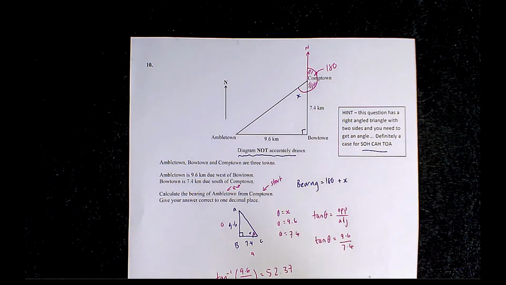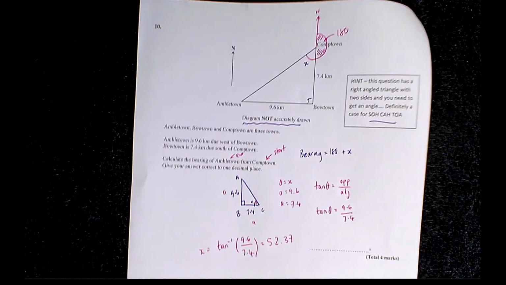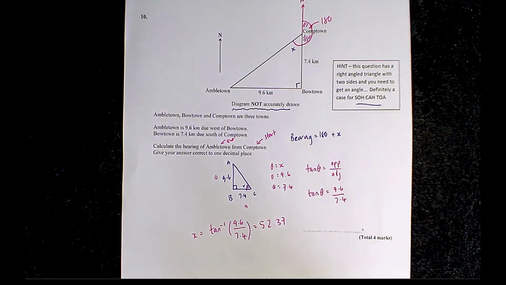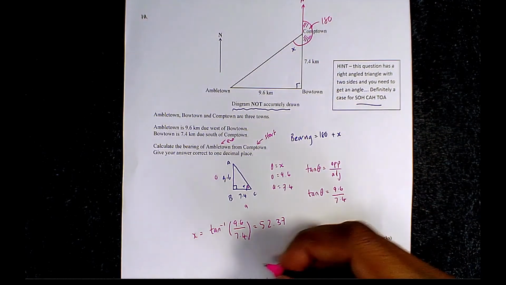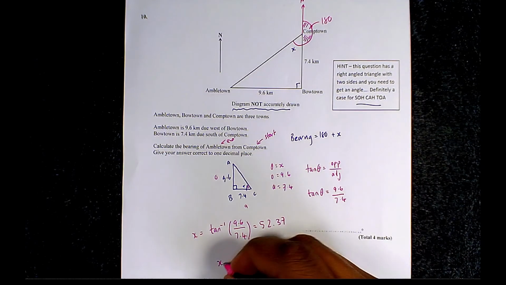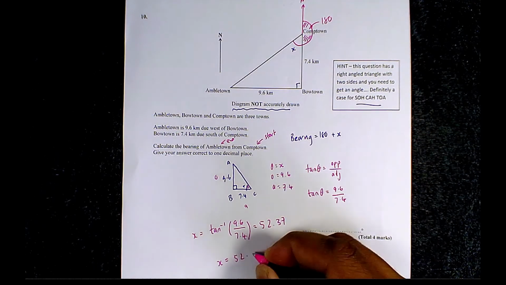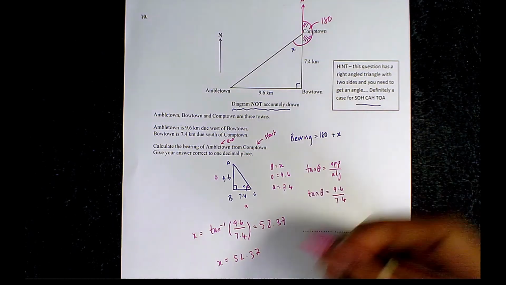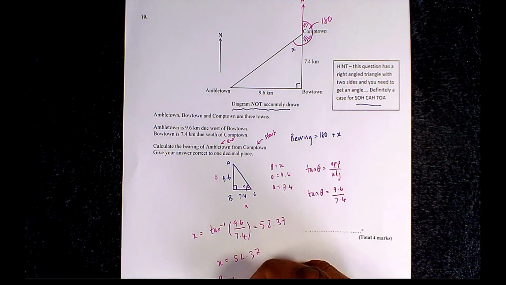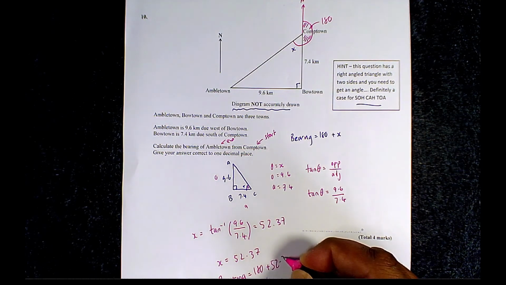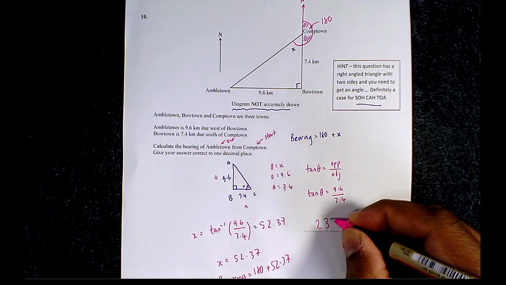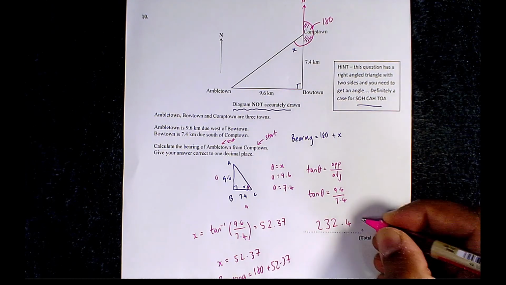52.37 degrees. Now I'm going to go to 2 decimal places purely because the question wants me to go to 1 decimal place, because I need to add on 180. So this is what X is. So if X equals 52.37, then the bearing is going to be 180 plus 52.37. And if I add that all up, I get an answer of 232.4 to 1 decimal place. And there is my final answer.